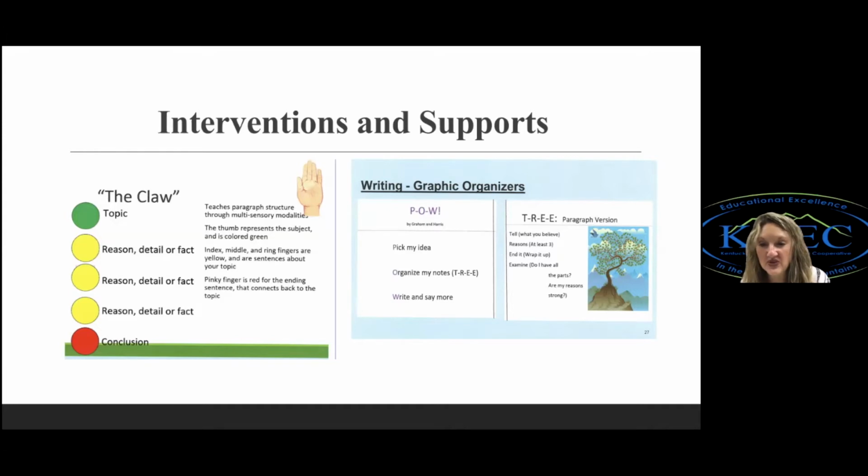So tell us what you think, give us 3 reasons, end it up, and then you go back and have them examine it. Do I have all of these things? Here you could use a checklist. If you had kids working on developing a good paragraph, then you could have a checklist, and kids could go back and do their own examination of that. Do I have all the parts that are necessary for this writing piece?